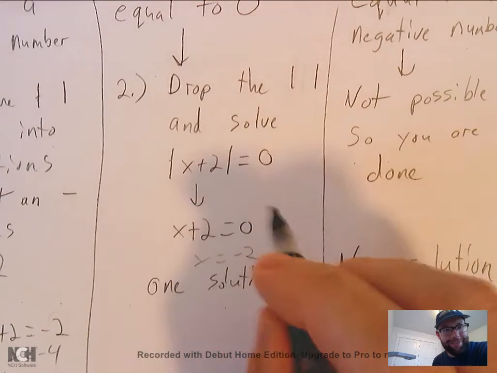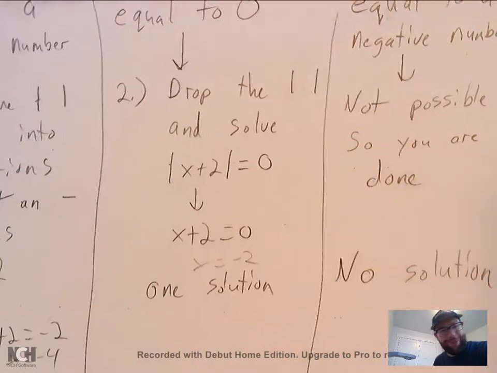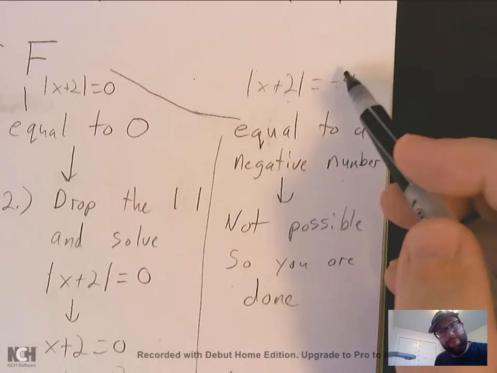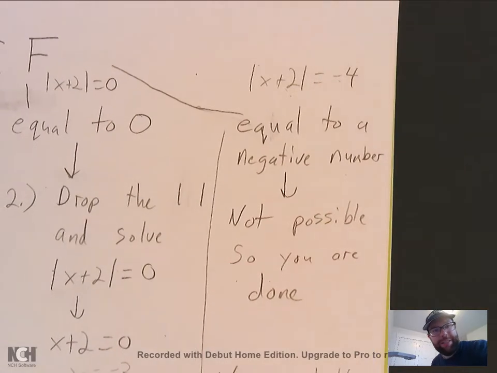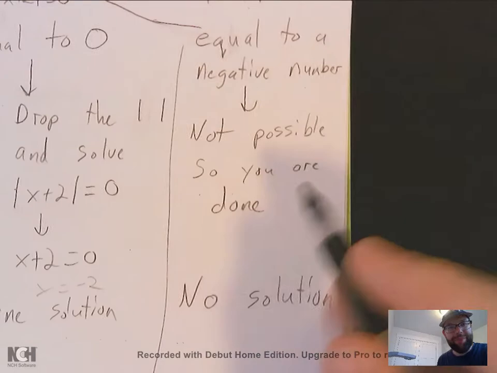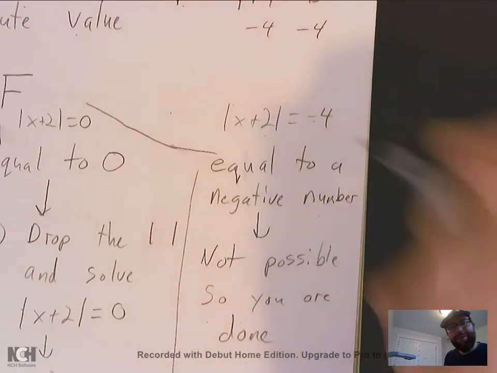So, absolute value of x plus 2 equals 0, you just drop the absolute value and solve it, right? x plus 2 equals 0, and that's one solution. If you have your absolute value by itself and it's equal to a negative number, you cannot have a negative distance, so that's not possible. So you're done. This is just no solution. No work involved, just understanding that if it's equal to a negative number, you're done.